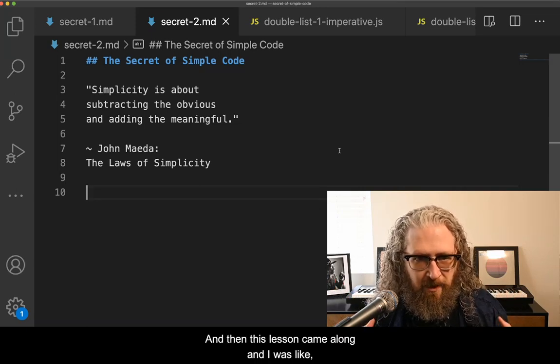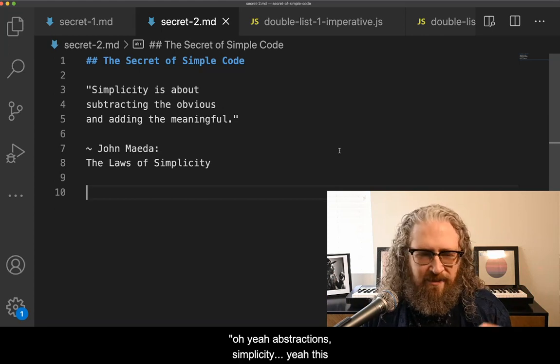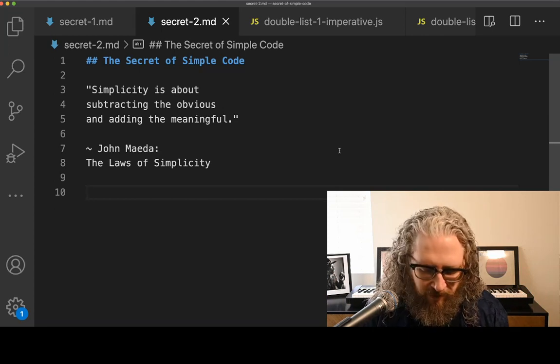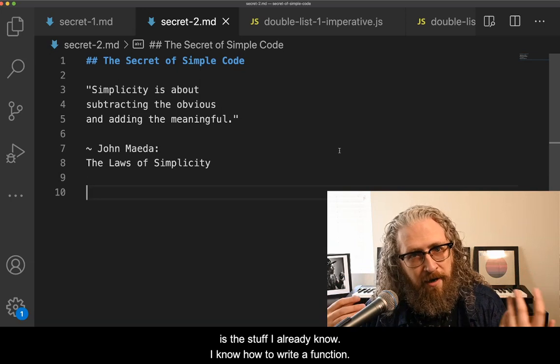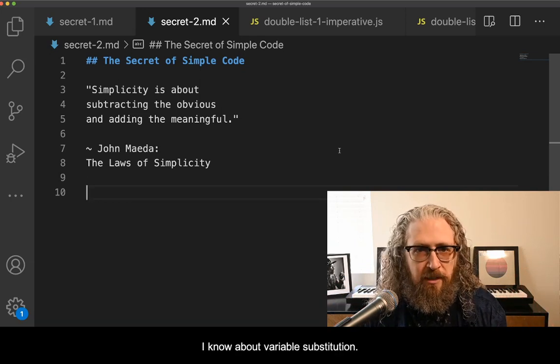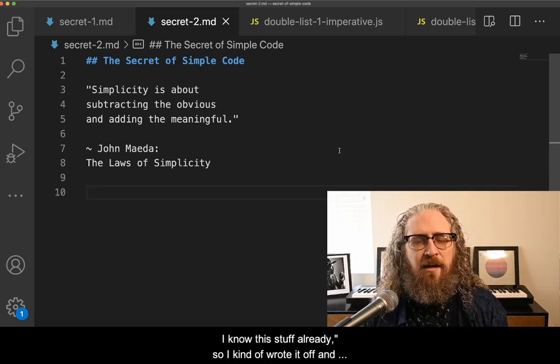And then this lesson came along and I was like, oh yeah, abstraction, simplicity. Yeah, this is stuff I already know. I know how to write a function. I know about variable substitution. I know this stuff already. So I kind of wrote it off.